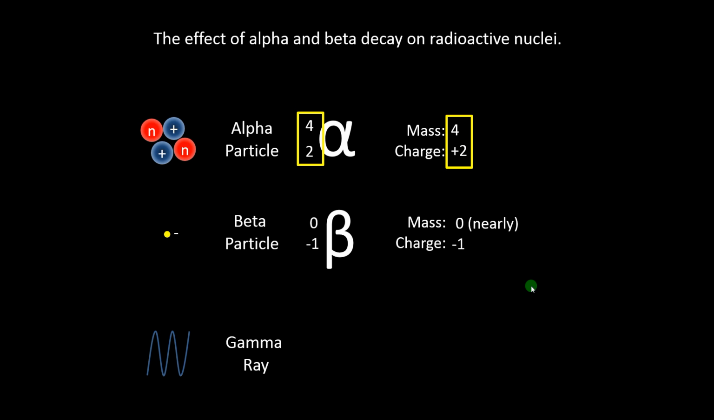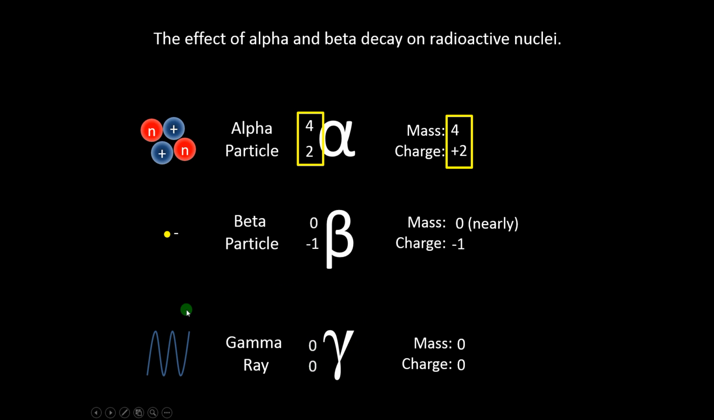Now gamma rays are part of the electromagnetic spectrum. They are not sort of matter particles. They are photons. So they have a rest mass of 0 and a charge of 0. So the numbers for the gamma are just 0, 0.